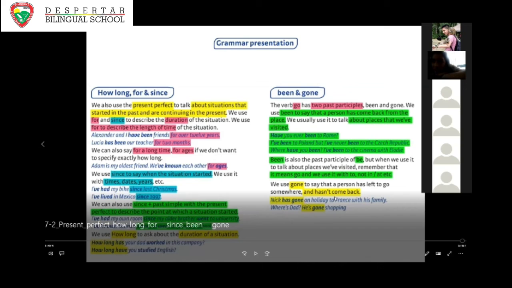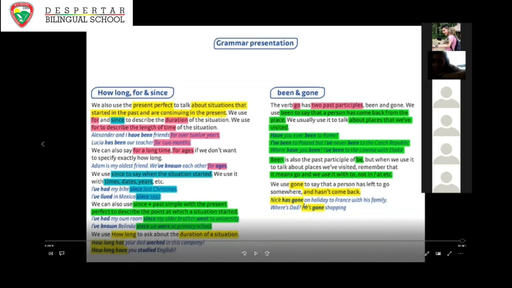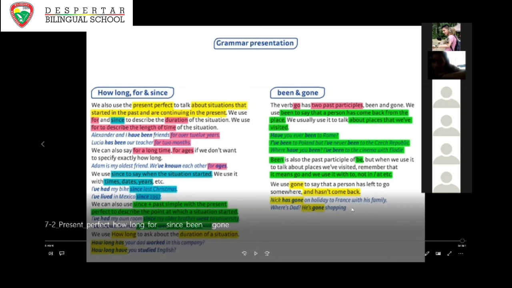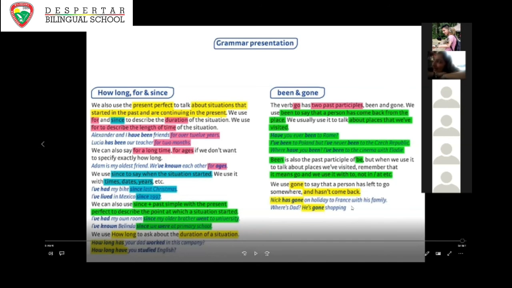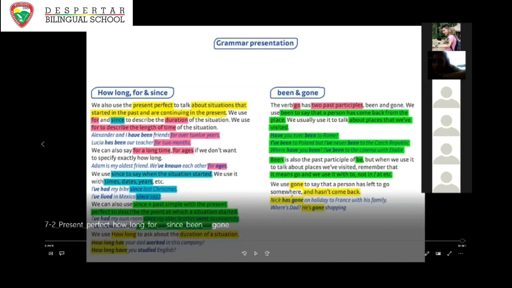Nick has gone on holiday to France with his family. Nick se fue en vacaciones para Francia con su familia, y no va a volver sino por ahí dentro de un mes. Where is Dad? ¿Dónde está mi papá? He's gone shopping. No significa que no vaya a volver nunca, sino que no sabemos a qué horas va a volver. ¿Ok? This is the difference between gone and been.